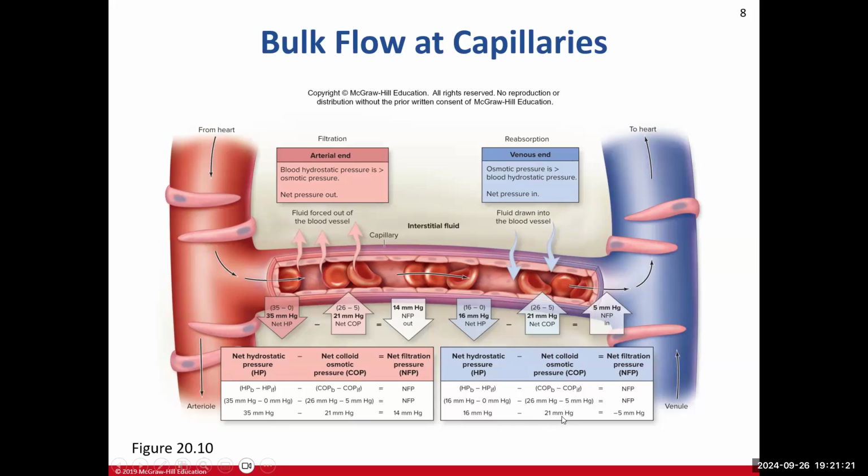We take the difference of the net hydrostatic pressure and the net colloid osmotic pressure, and you'll notice we get a negative number here. Because it's a negative number, it's going to favor resorption, and fluid is going to enter into the capillary. So again, we'll pick up some cellular wastes, we'll get carbon dioxide that enters in, goes into the venous system, and goes back to the heart.